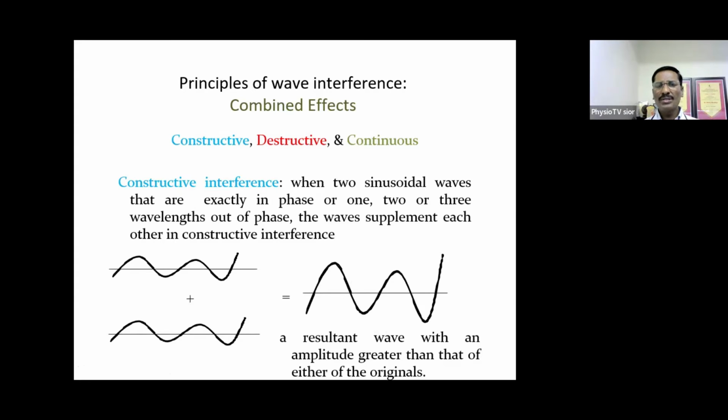What is the easiest example to remember? Whenever we watch television or go to a movie theater, we have a lot of speakers connected, and all the speakers produce the same waveform. So the resultant is a loud sound. This is constructive interference.